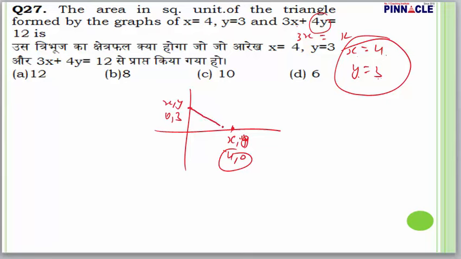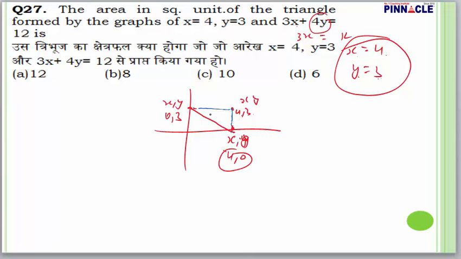In the second case, one coordinate is given, that is x equals 4 and y equals 3. That is x is 4 here and y would be 3. So 4, 3 you can write here. You can write this expression in this format.